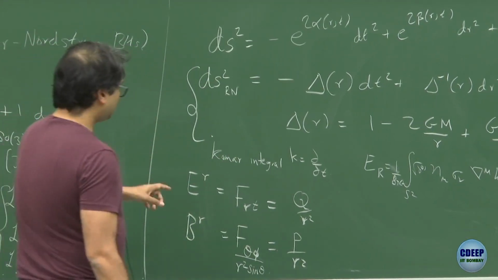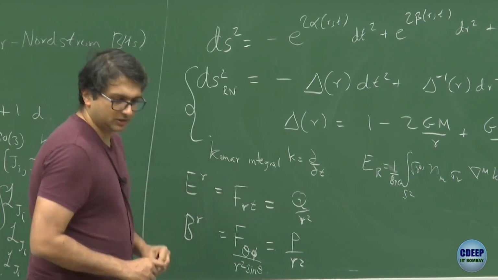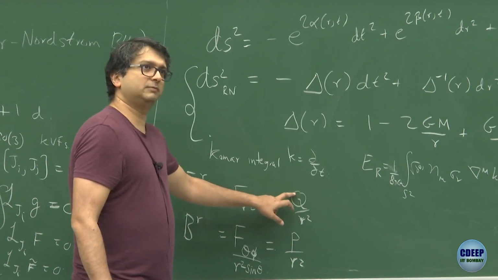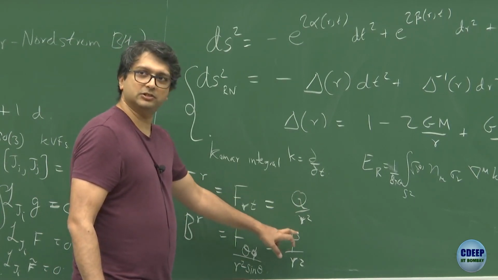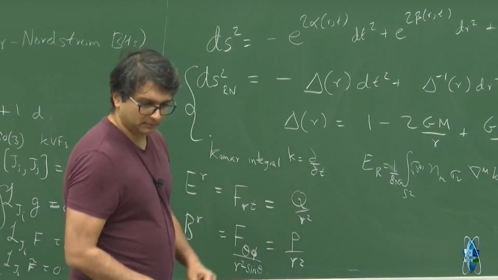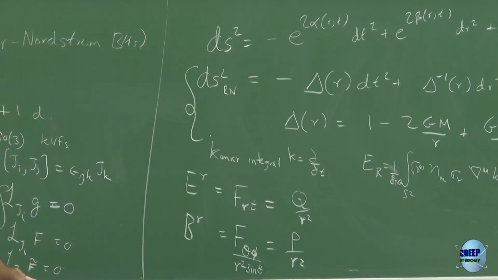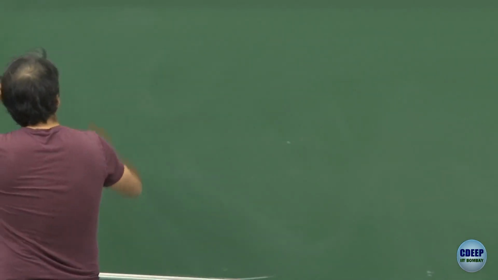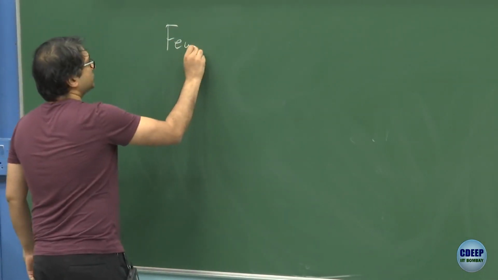So you see, if I look at this, let me first state a few properties, and then I'll say why Q and P have the interpretation of being the electric charge and the magnetic charge. It might seem obvious, but there's something else that needs to be clarified before we say this. First I'll write down a few properties of the solution that we found.